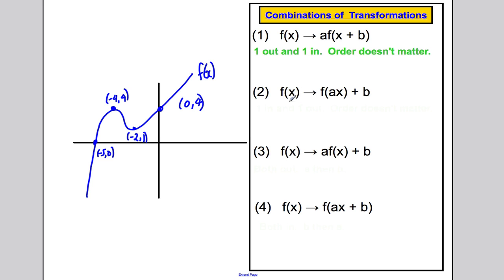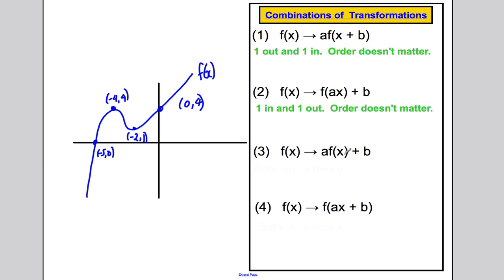If you were going for f of x to f of ax plus b, here's a stretch by 1/a and a translation by b in the y direction. Does it matter which order we do it in? Well, one's in and one's out, order doesn't matter. What about f of x to a f of x plus b? Here there's some sort of stretch by scale factor a in the y direction and a translation by b in the y direction. They're both in the y direction.